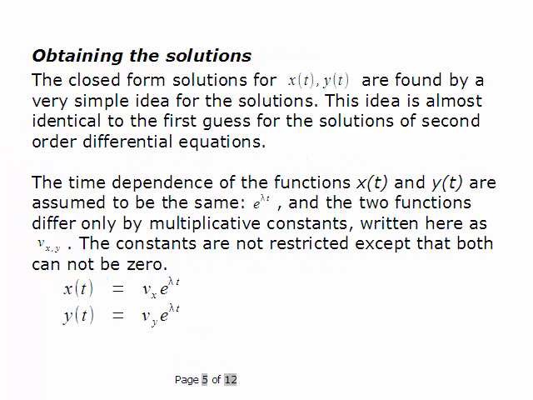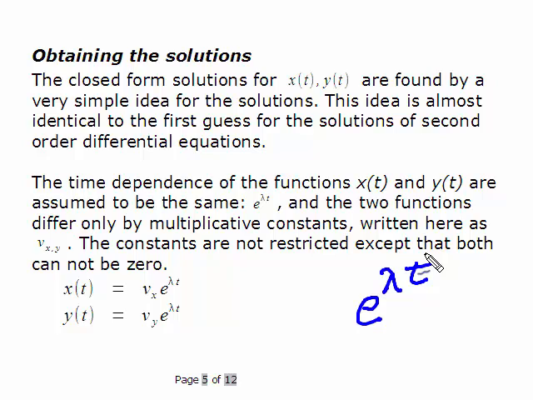So the first thing I'm going to do in looking for the solutions is find closed form solutions for these problems. And I'm going to borrow the idea that was used for that second order differential equation of the harmonic oscillator that we went through in the first 6 chapters. And that is, we assume that there's a time dependence, and the time dependence looks like this, e to the lambda t.